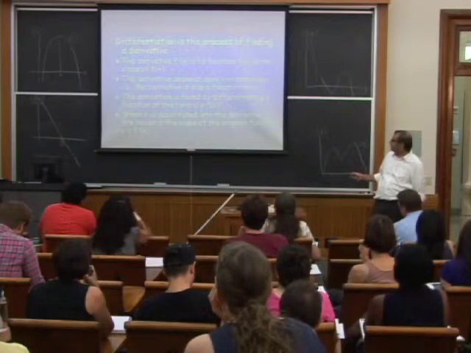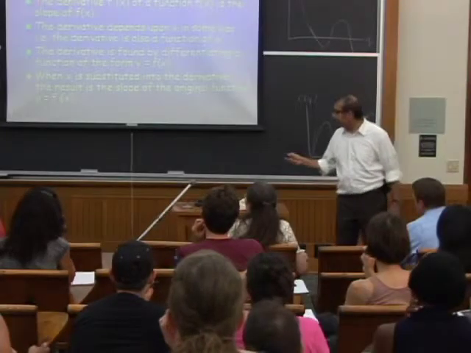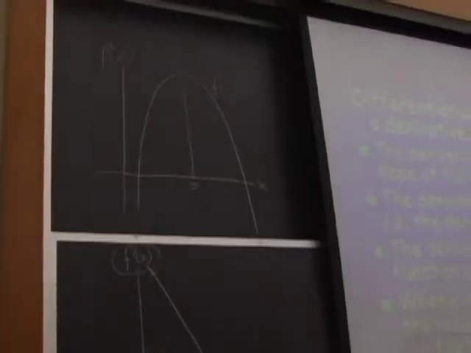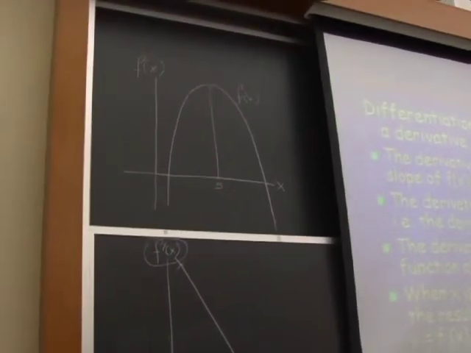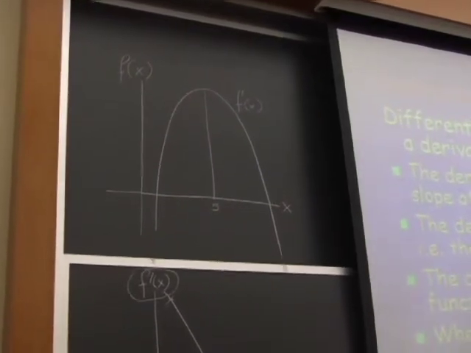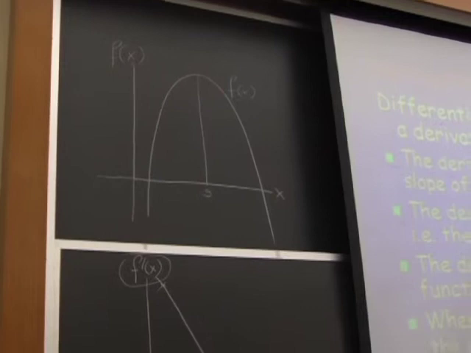this bullet point. The derivative depends upon x in some way. That is, the derivative is also a function of x. When x is substituted into the derivative, the result is the slope of the original function. So what I'm saying here is this is the original function, f of x. If I plug in 5 into that function, I get some value. I didn't tell you what that is, but let's say that's 20.